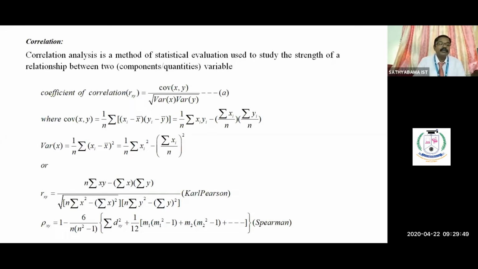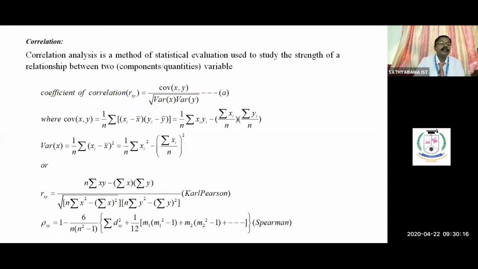The next one is the Karl Pearson, that is the last but second line. That is the direct formula. Instead of A, you can use the direct formula without finding the covariance and the variance. Without finding those, you can use the last formula, that is the Karl Pearson formula. The other one is Spearman, which we have discussed earlier: the Spearman rank correlation coefficient.